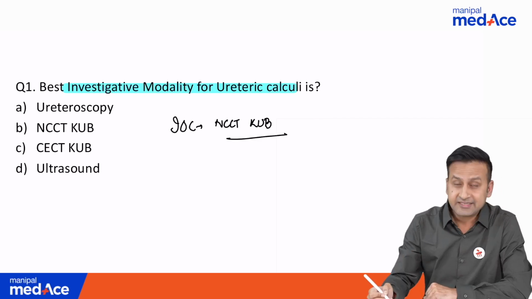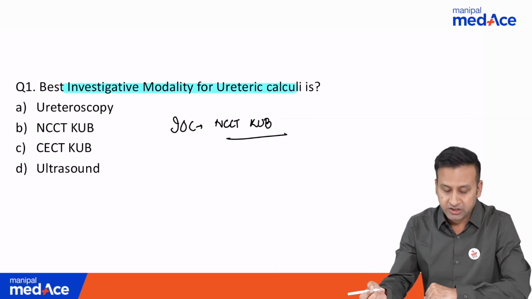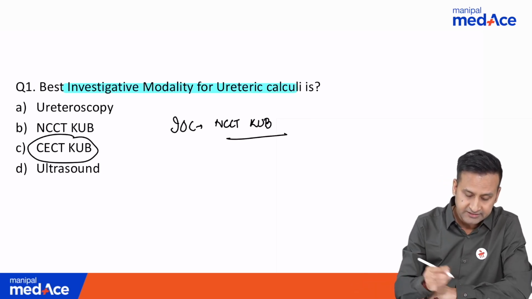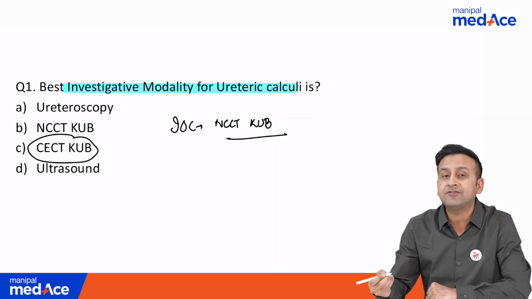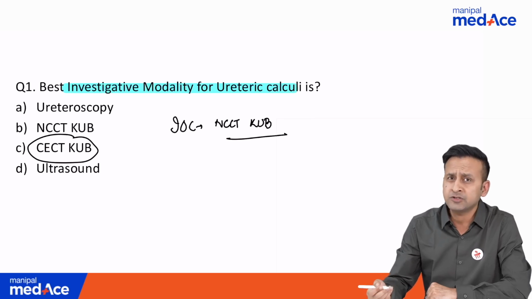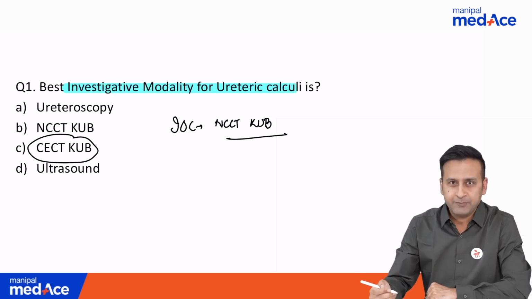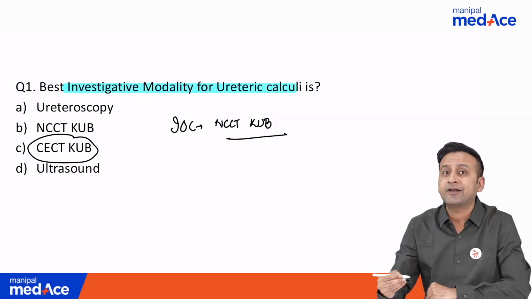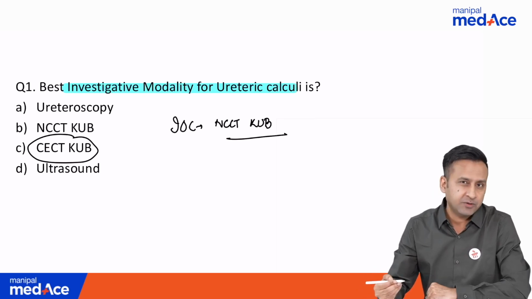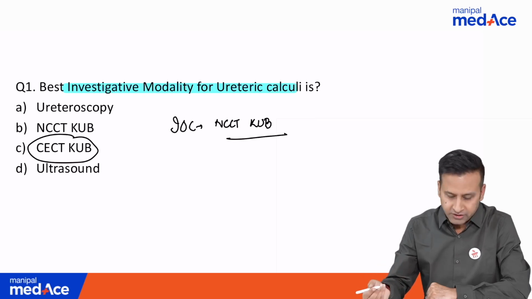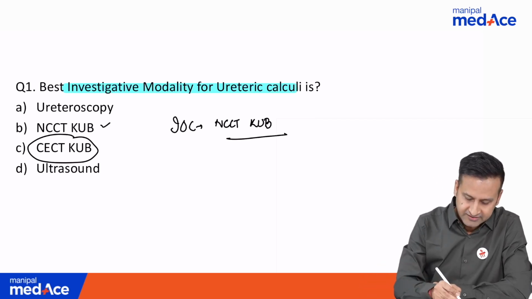Now, why is NCCT KUB the investigation of choice and not a CECT KUB? Because we don't need to give contrast. First of all, contrast is not going to give any additional information. And secondly, if you give contrast, then it can overshadow the calculi which can be present in kidneys, which can be present in urinary bladder or the ureter. So here the answer is NCCT KUB.